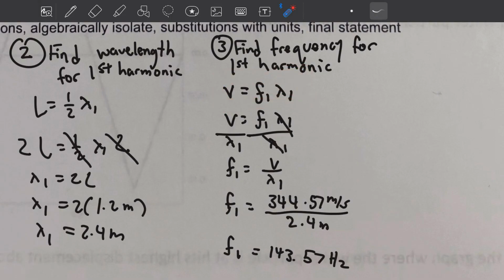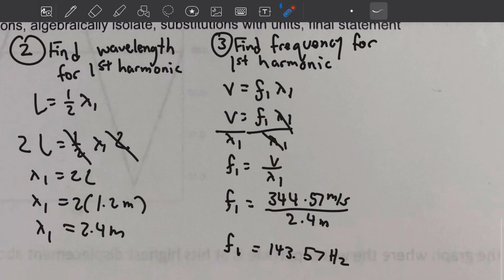It's called the universal wave equation, and specifically we are supposed to isolate for the frequency. So we're going to be dividing this by the wavelength, and since we do that on one side, we have to do it on the other side. And once we do that, we get frequency, which is equal to speed over the wavelength. And then we can just divide those two things, and we get our final answer of 143.57 hertz. That's for the first harmonic, though.